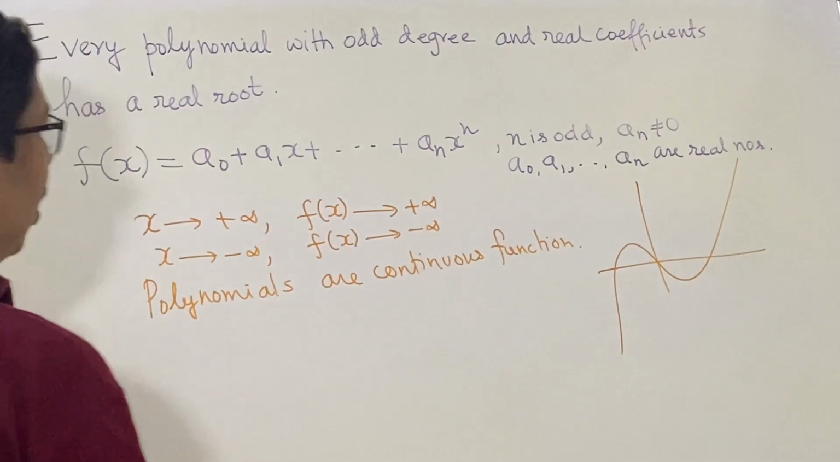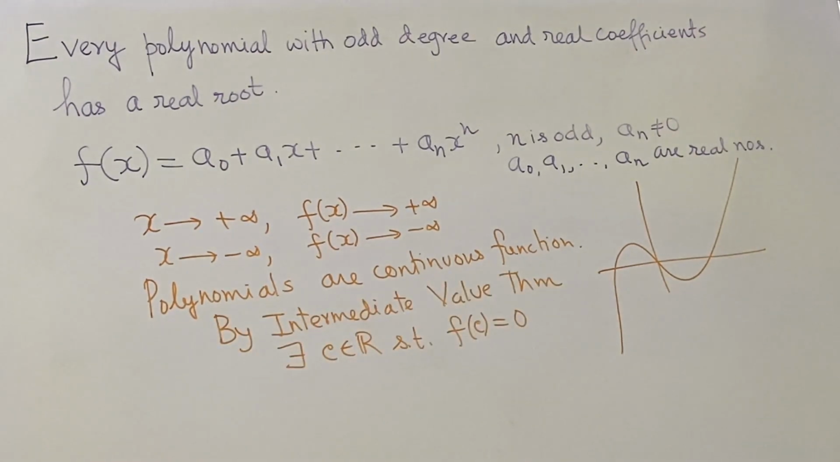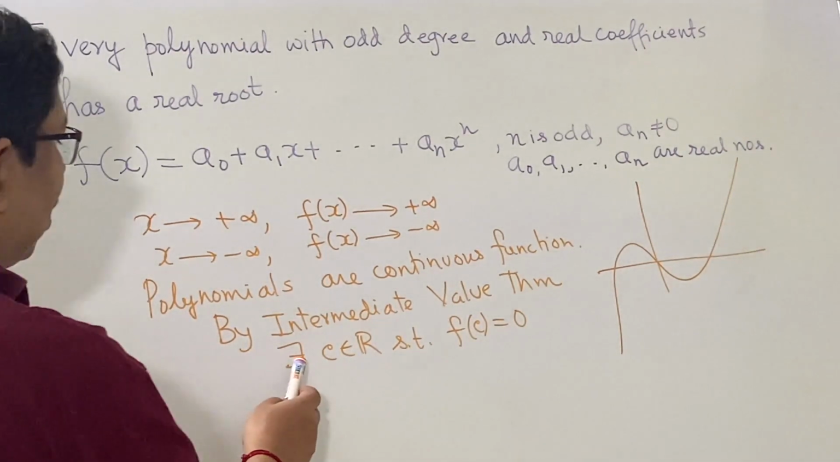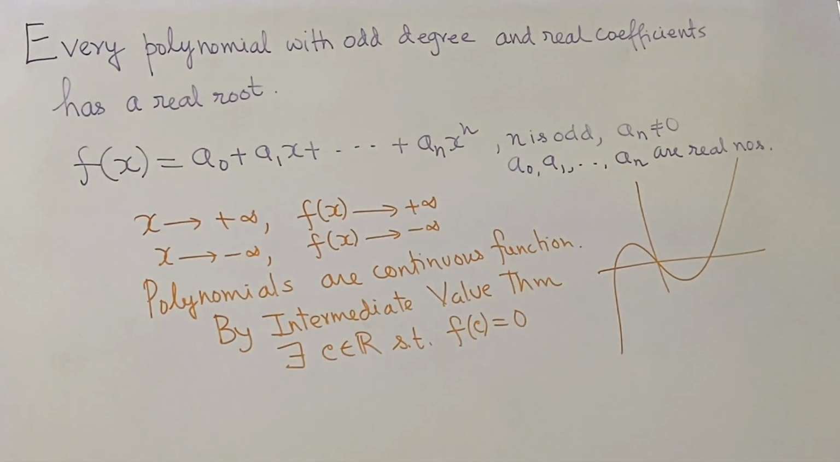So by the intermediate value theorem, or its special case, Bolzano's theorem, we can conclude that the function would have a real root. Note that the intermediate value theorem tells us that if you have a continuous function which is negative at one point and positive at some other point, then in between there would be a point at which the function would take the value 0. So we use this result to claim that there must be a point c such that f(c) is equal to 0. This proves our claim.